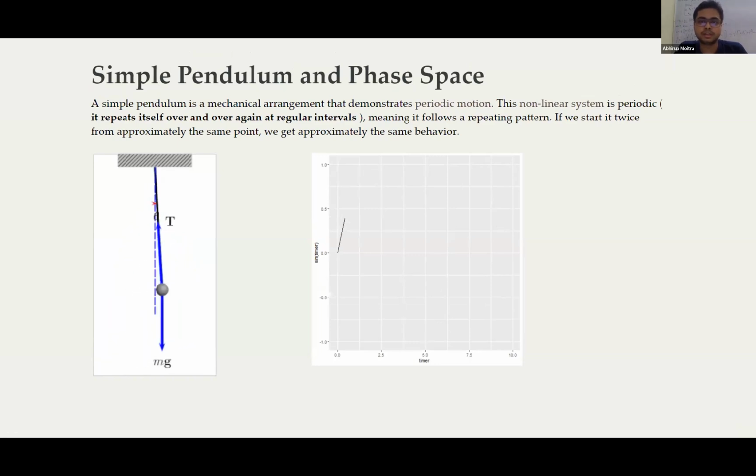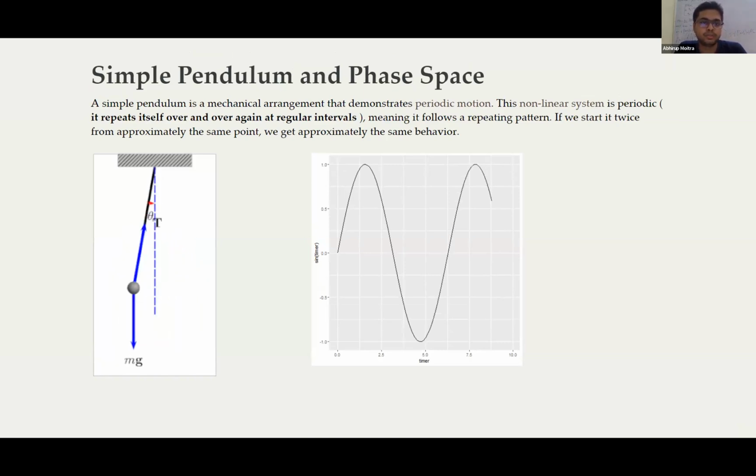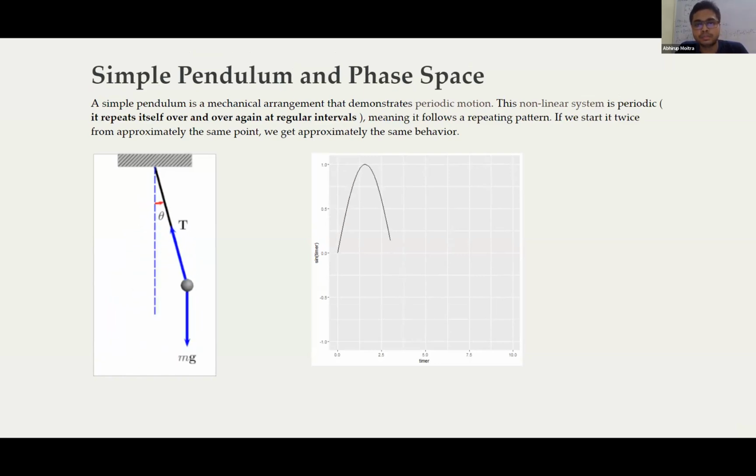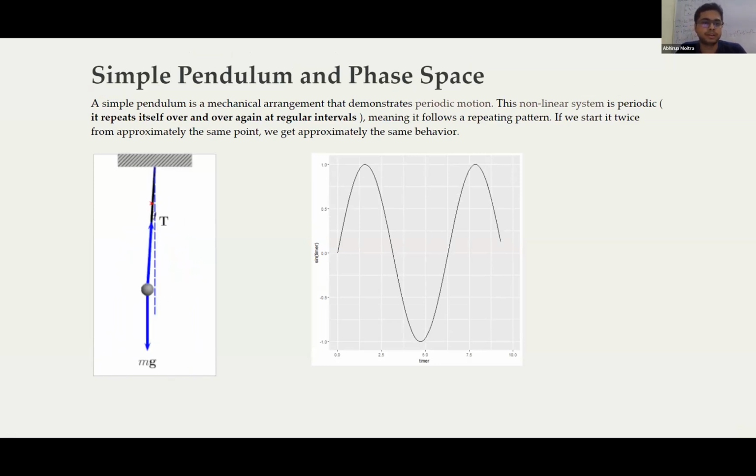This is a nonlinear system, and it is periodic. It repeats itself over and over again at regular intervals, meaning it follows a repeating pattern. If we start it twice from approximately the same point, we get approximately the same behavior. I want to share visualizations with you.